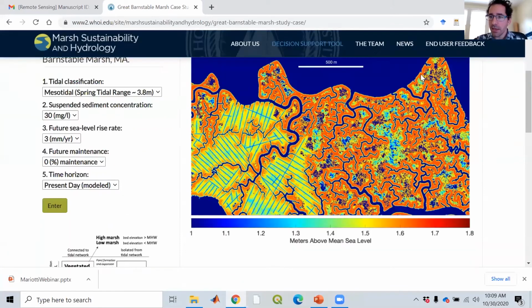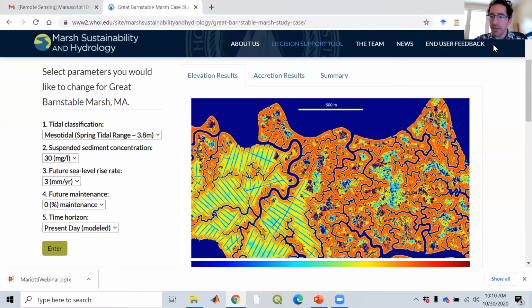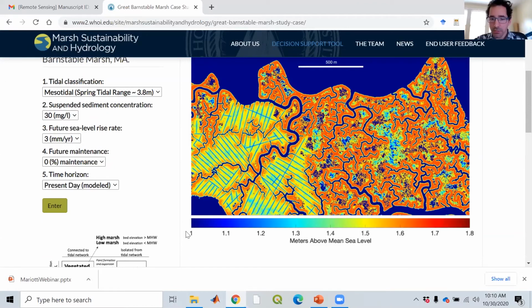So this is the model present day. I showed that already in my slide. So this is our best guess of what should be the present day configuration of Barnstable Marsh. This is elevation, and it's not starting from mean sea level. It starts from 1 meter to 1.8 meters above mean sea level. So the tidal range is fixed here in Barnstable, we assume it doesn't change, and there is a quite large sediment concentration. So this is present day, and then we can do predictions about the future.